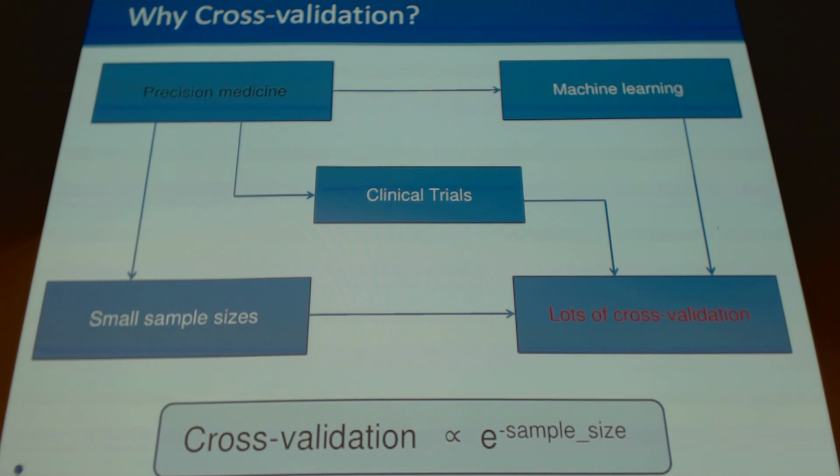So I have this cross-validation law, as I call it, which basically says the magnitude of cross-validation is inversely proportional exponentially to the sample size. Meaning if you have a lot of samples, you don't need to do cross-validation, or maybe only something.